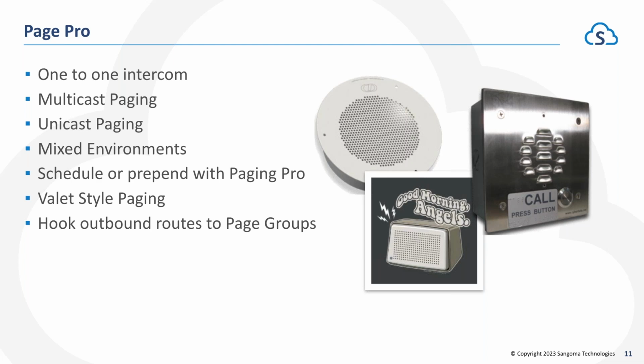So with scheduled recordings, you could at the end of every day that the business is open play a recording, something like, hey, the store is going to be closing at 5 p.m. With prepending with a tone, a lot of schools use this to replace a bell system. So you can have the bell tone get paged out at the top of every hour and replace a $100,000 bell system with the Paging Pro module.